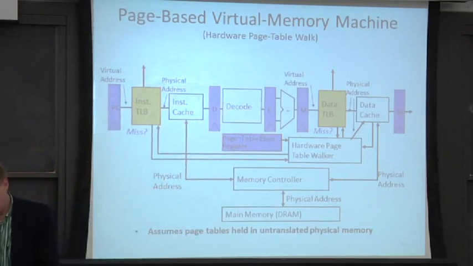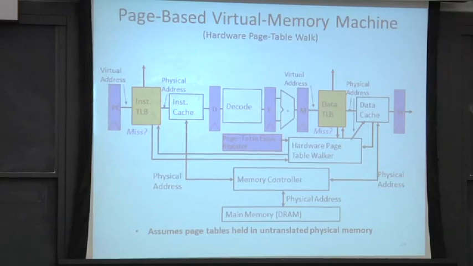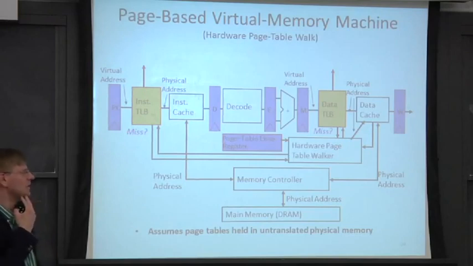Well, all of a sudden, we've added something to our miss path, or excuse me, to our hit path, actually, of our cache. We put something in series with it. This can slow down our cache access. That's not great.